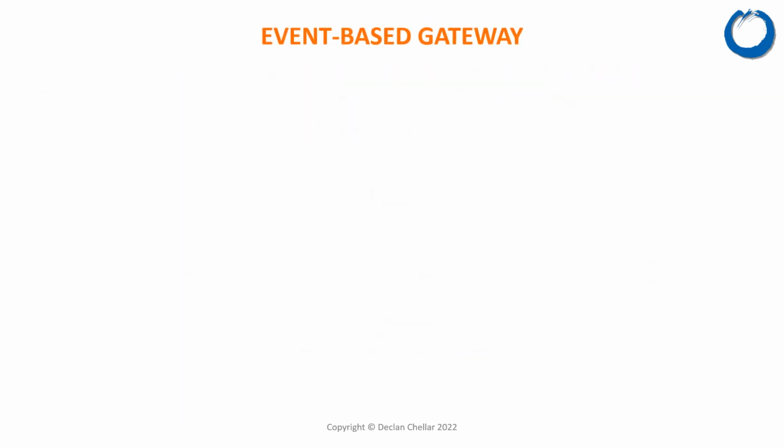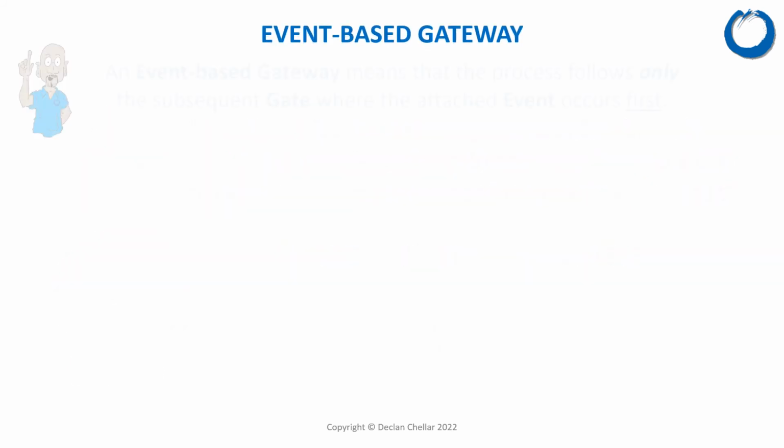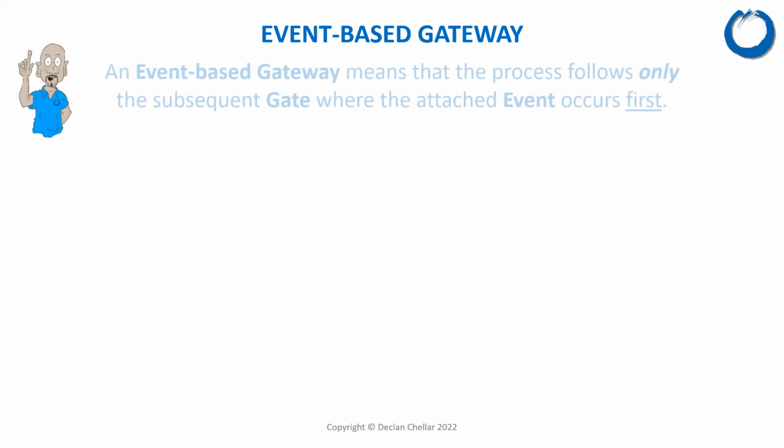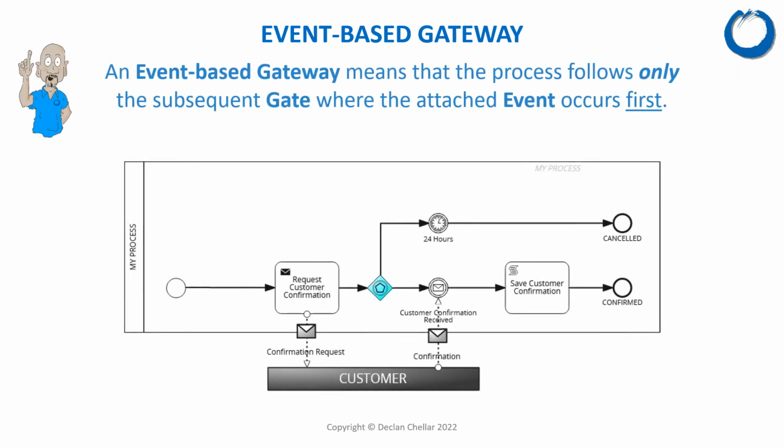Event-based gateway. The event-based gateway represents a branching point in the process where the alternative paths that follow the gateway are based on events that occur. An event-based gateway means that the process follows only the subsequent gate where the attached event occurs first.